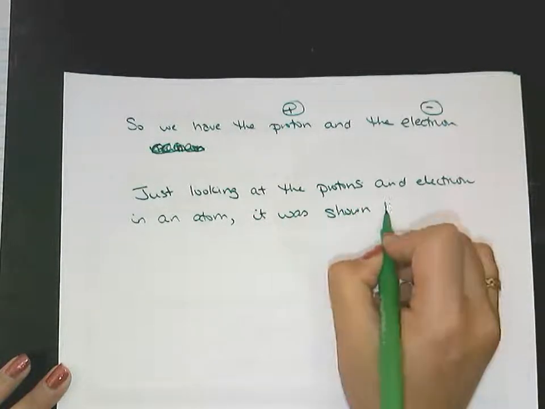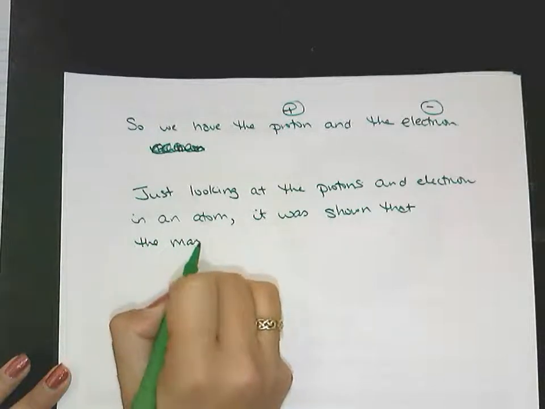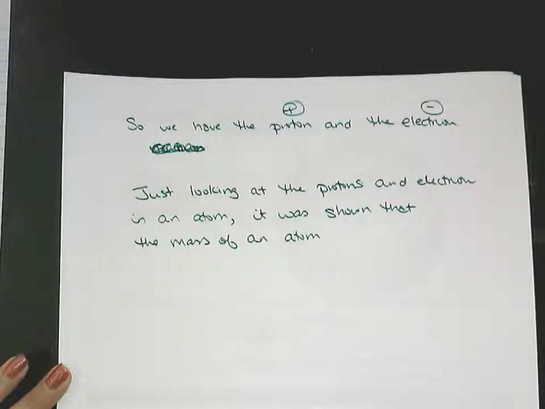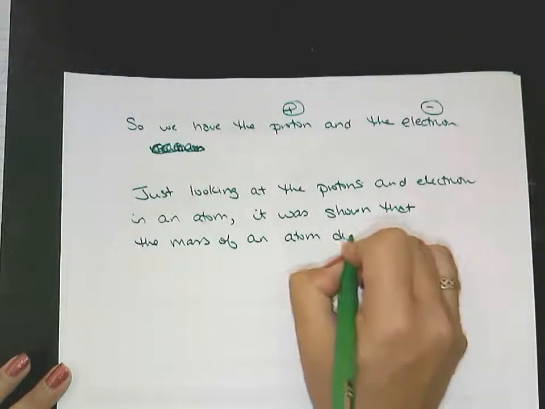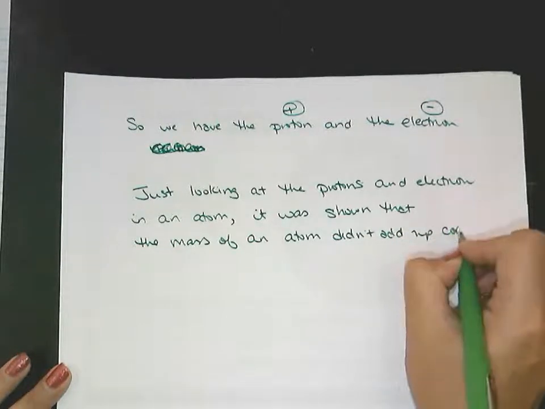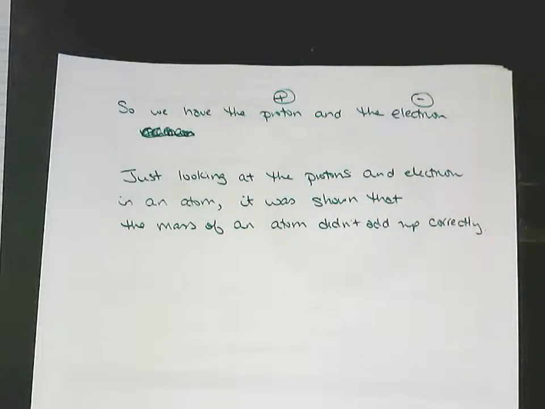it was shown that the mass of a single atom didn't add up correctly. Right, so they had this electron, they had the proton. Electrons had pretty much no mass, nothing. Protons definitely showed had some mass, but when they weighed a single atom of like boron, it didn't come out correctly. So there must be this other particle in there.